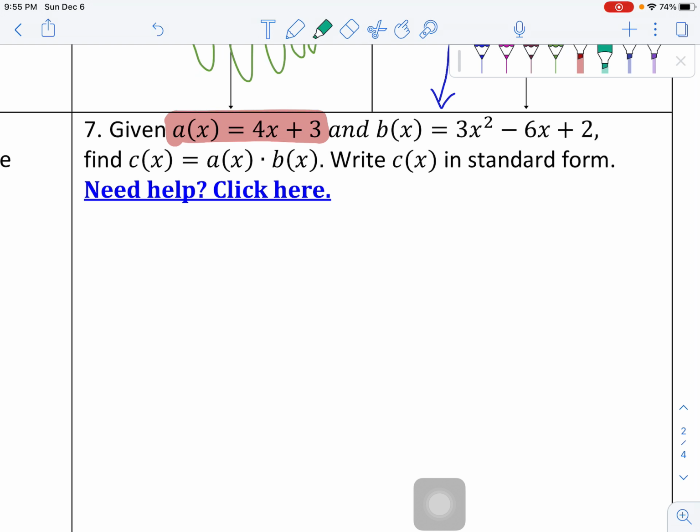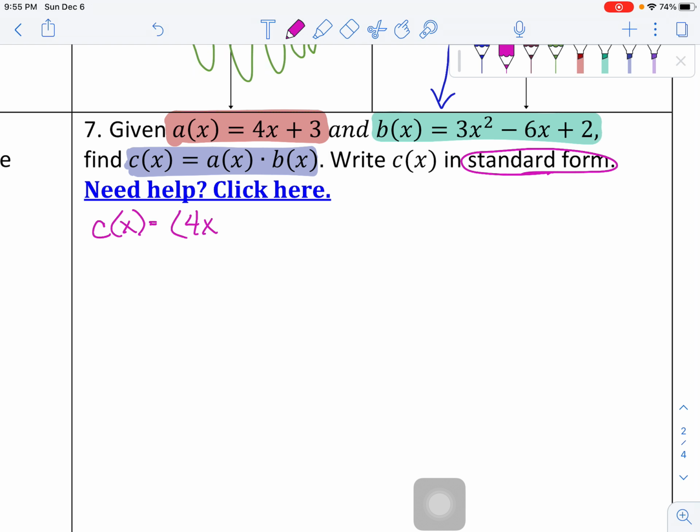All right, so this time we're given a of x is equal to 4x plus 3. We're given b of x is equal to 3x squared minus 6x plus 2. And we're asked to find c of x, which is the product of a of x and b of x. Product just means to multiply. And of course, we need to write it in standard form. So c of x is equal to, well, a of x is 4x plus 3, and I'm going to multiply that times b of x, which is 3x squared minus 6x plus 2. And we're going to distribute.